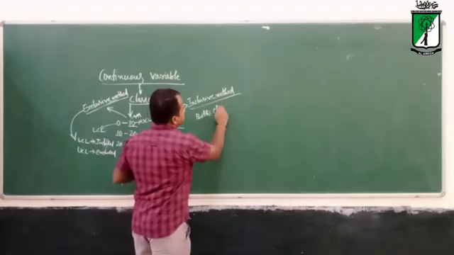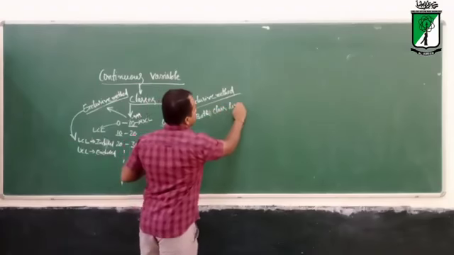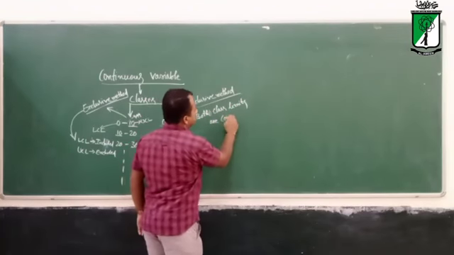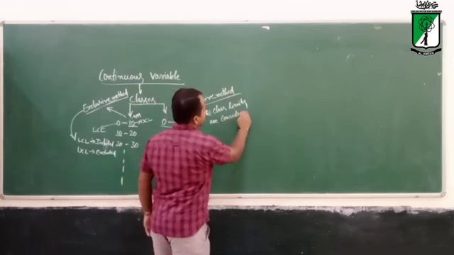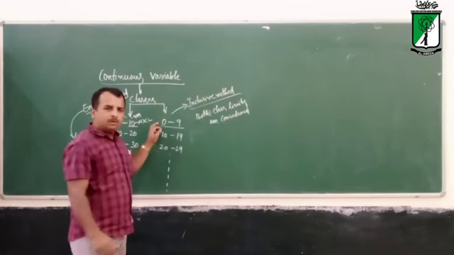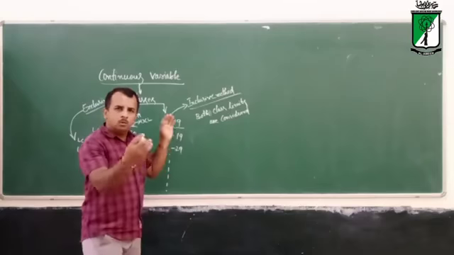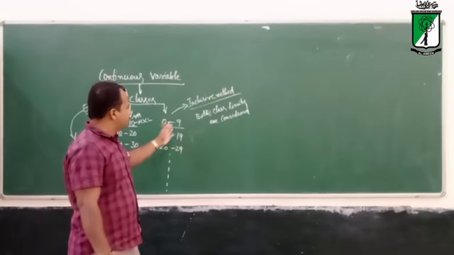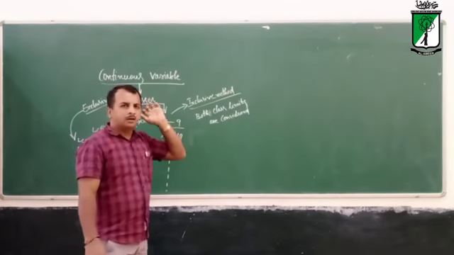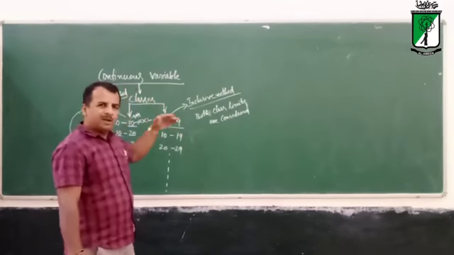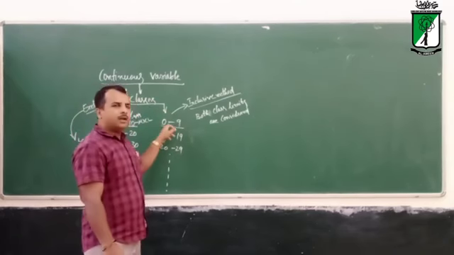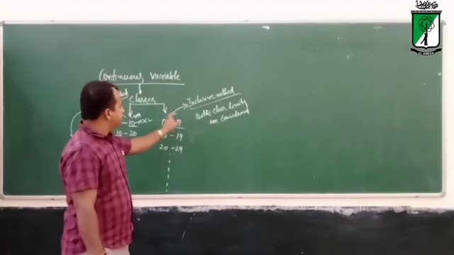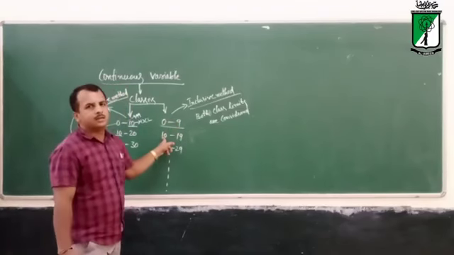Both class limits are considered. That means any value between this range will be taken in the same class. It may be any observation: 1, 2, 3, 4, 5, 6, 7, 8, 9, up to 9.99. So 0 to 9, all the observations will be counted in this class, whereas if it is 10, that will be taken in the next class.